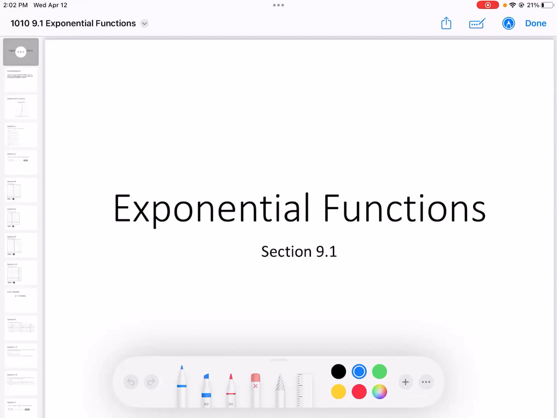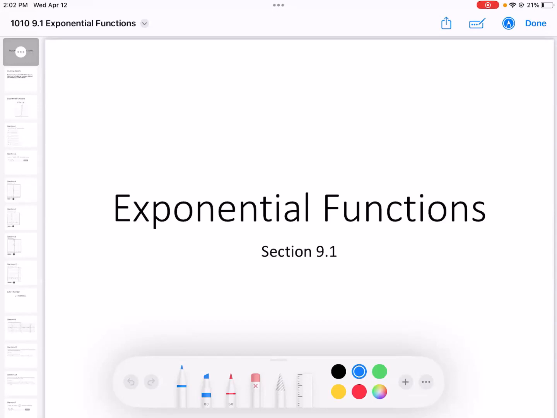So our lesson today is the first lesson of chapter 9, and this is our last chapter. All of chapter 9 is about exponential functions and logarithms. Today's just the introduction to what an exponential function is and how to graph them. And then over the next few days, we'll get into logarithms.